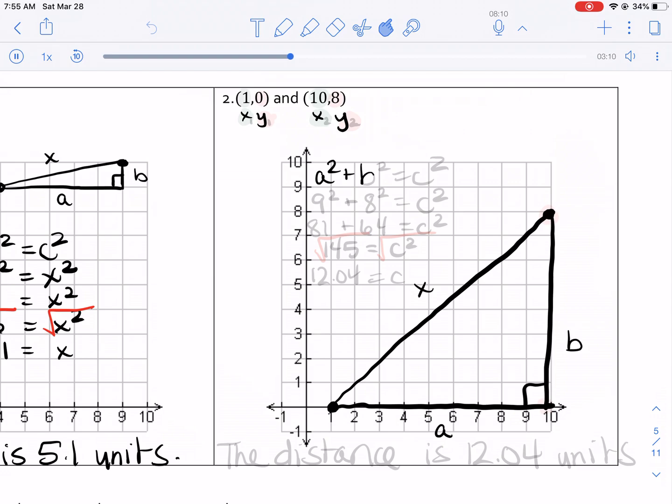So let's write a squared plus b squared equals c squared. And then we're going to put in the distance for A. It goes from 1 to 10, so that's actually 9 squares long. And B goes from 0 to 8, so it's 8 squares long. Then I'm going to simplify those. 9 squared is 81, and 8 squared is 64, and c squared is c squared. And 81 plus 64 is 145.